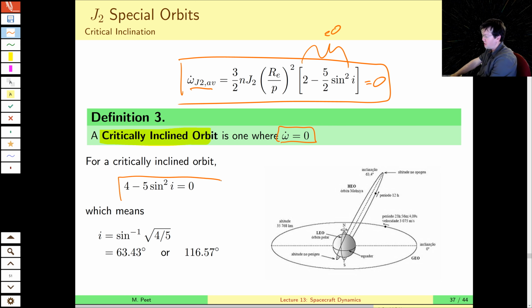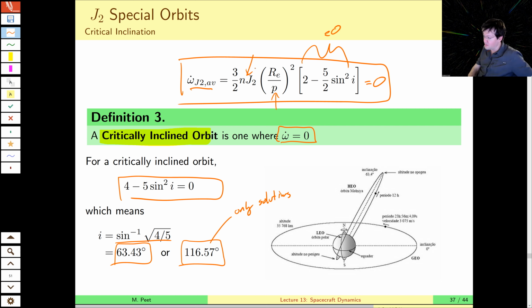And there are in fact only 2 solutions to this equation, specifically 63 degrees and 116 degrees. So the only solutions are independent of P, independent of A, E, all of these other orbital elements. The only orbital element you can create a critically inclined orbit with is inclination, and there are only 2 critical inclinations which cause a critically inclined orbit.